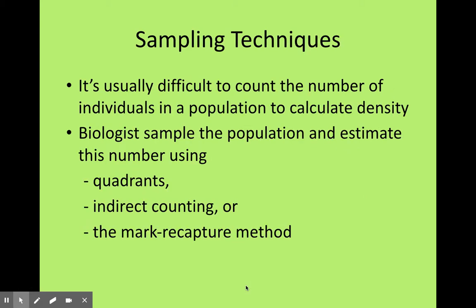So it can be really difficult to calculate densities depending on the population. So biologists sample populations and estimate these numbers using several different methods. We'll use a thing called quadrats, indirect counting, or the mark and recapture method.